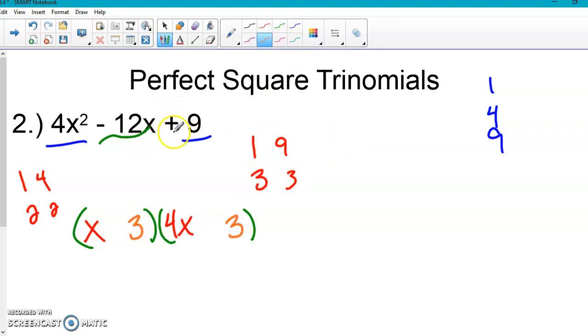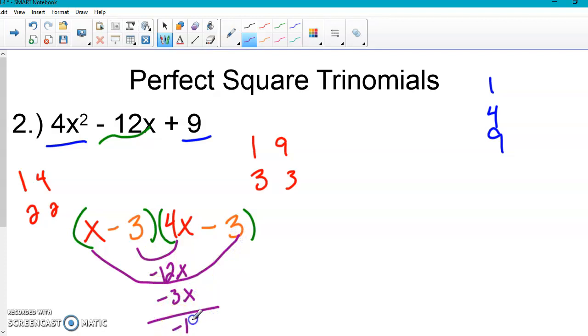All right, second sign is positive. That means these will be the same. You look to the front, they're both going to be negative. All right, so let's double check it. Little smile, big smile. Little smile gets me negative 12x. Big smile gets me negative 3x. If I add that together, I get negative 15x. So, no, we did it wrong.